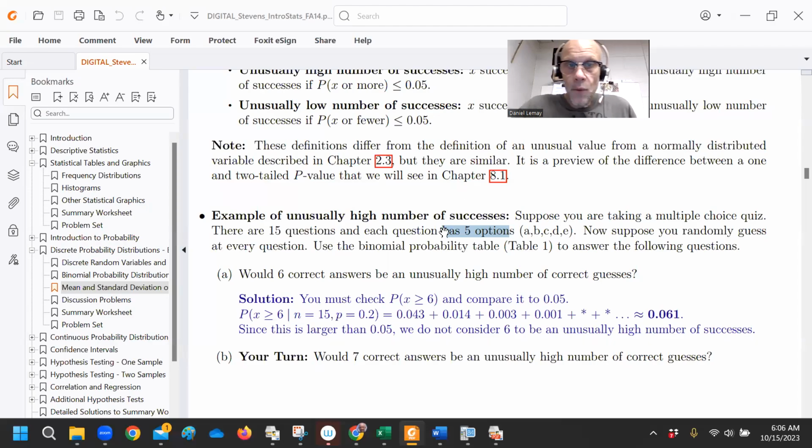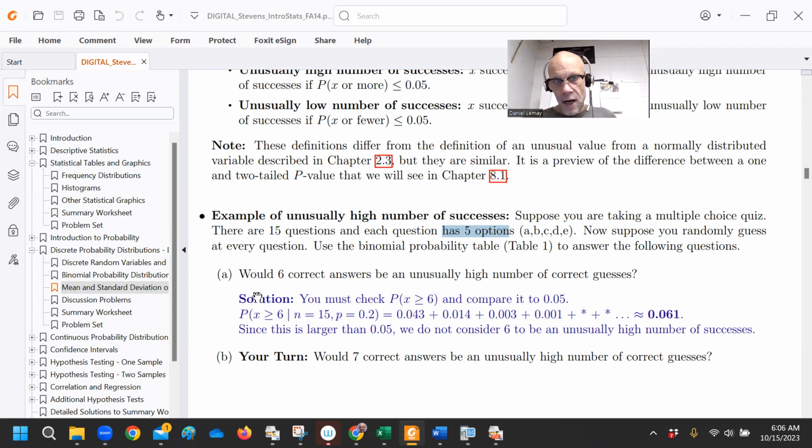So why is the probability of guessing correctly on any one question 0.2? Well, he's telling us that each question has 5 options, multiple choice. So 1 out of 5 is 1/5, which is 0.2 as a decimal, right? So that's the percentage. That's where we're getting the 0.2 from.